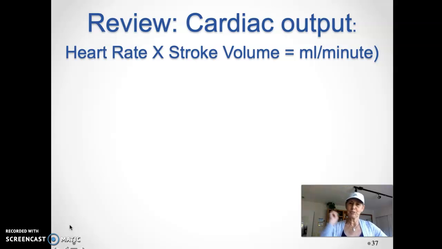heart rate times stroke volume, right? That's going to give you cardiac output. So try and not confuse stroke volume and cardiac output. Stroke, remember, is per stroke per side. Cardiac output is really the total volume that we're interested in, which is in milliliters per minute.